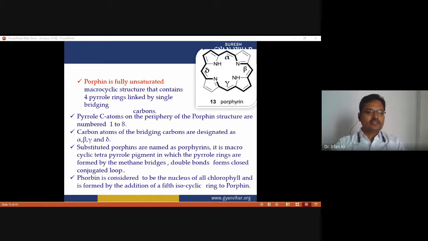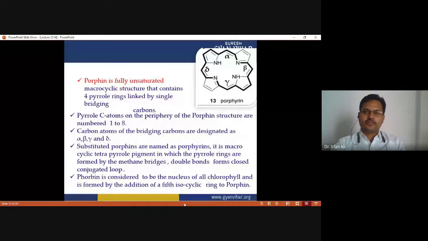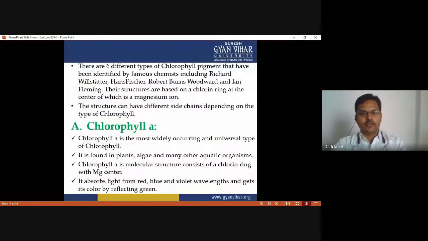And substituted porphyrins are named as porphyrins. It is a macrocyclic tetrapyrrole pigment in which the pyrrole rings are joined by methine bridge double bonds that form a closed conjugated loop, as seen in the figure. Porphyrin is considered to be the nucleus of all chlorophyll molecules and is formed by the addition of a fifth isocyclic ring to porphyrin. So this is a description of the structure of the chlorophyll molecule.